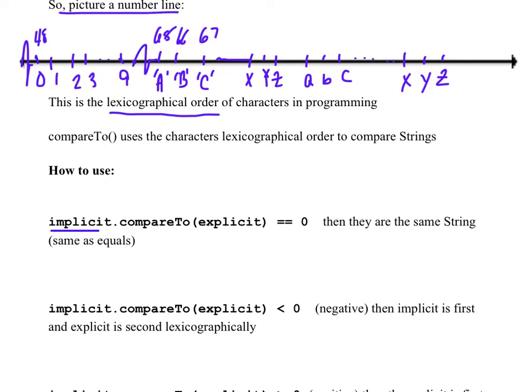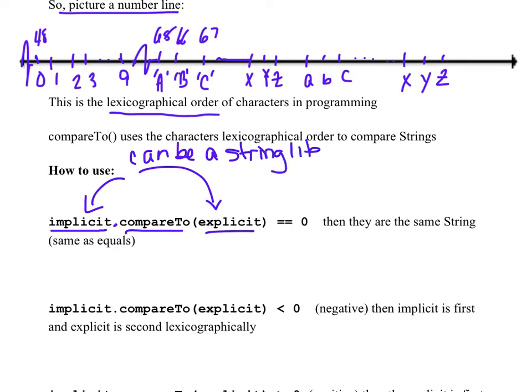We use it like this: we have the implicit parameter and a dot, then compareTo, and then the explicit parameter. Either one of these, the implicit or the explicit, can be a string literal. A string literal is whatever's in quotes. Or it could be a string variable, but it has to be a string. Remember that the implicit parameter can never be null.